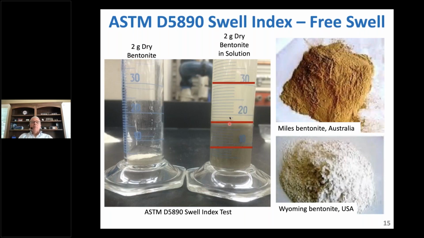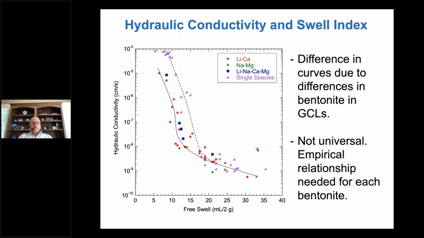So we're somewhere in between the extremes of a very dilute solution with a high quality bentonite at 30, and down here at the bottom, which we would get with extreme case with essentially no swelling and a calcium bentonite. We'll see there's a threshold right around 15 where things really change, 15 milliliters per 2 grams. As you can imagine, the hydraulic conductivity of the GCL is very much correlated to that swell that we measured in that swell index test.